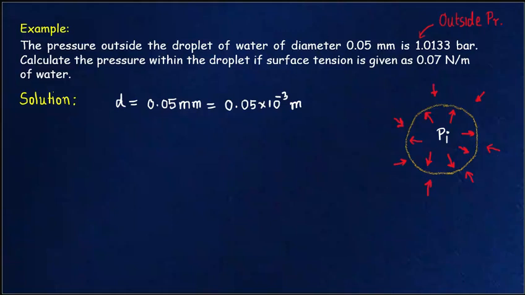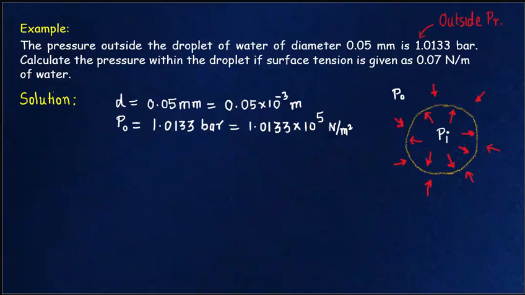Please remember, the pressure inside is due to formation of the surface. When a surface is formed, that will create an inside pressure. In order to balance between inside and outside pressure, the surface tension is going to play the role. So the inside pressure is Pi and the outside pressure is Po. They have given the outside pressure, friends. Po is 1.0133 bar. Again we have to convert this into SI unit. For that you have to multiply by 10 raised to 5 and then it becomes newtons per meter square. So both are in SI unit here.